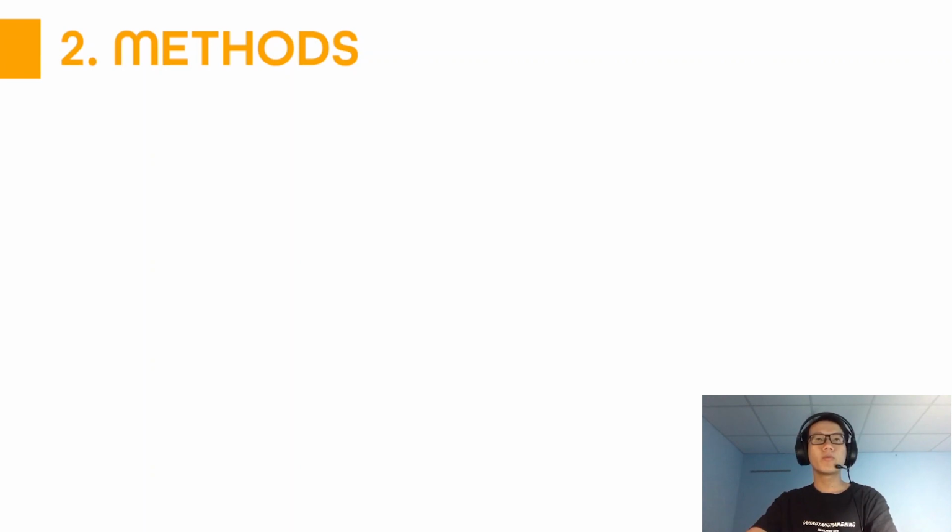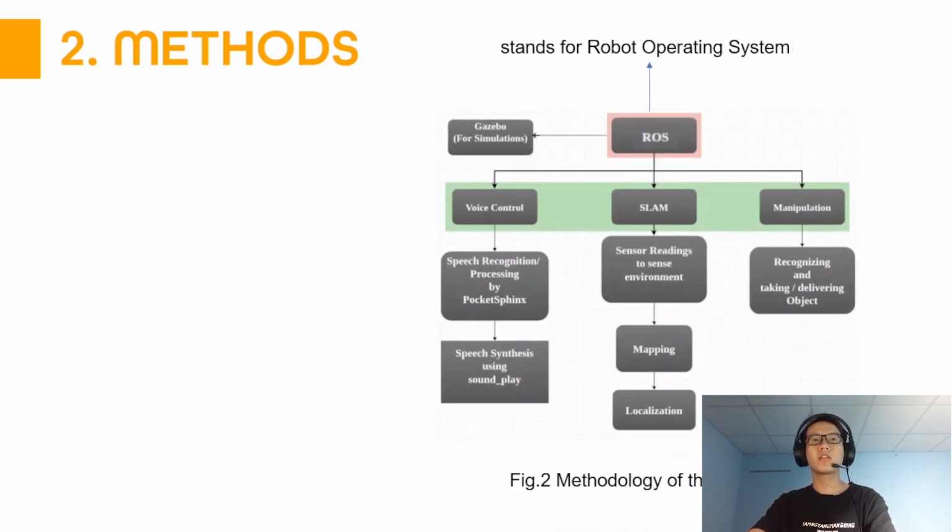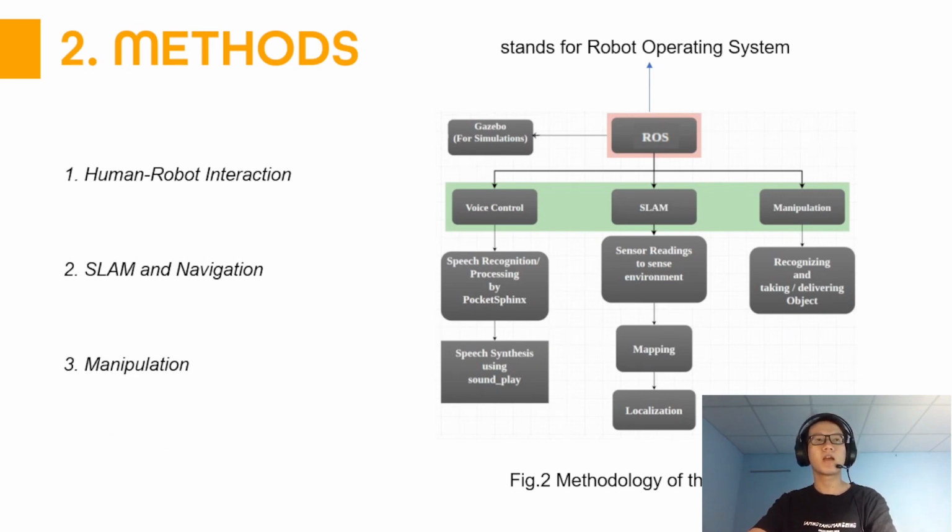Okay, next, we move on to the methods section. First, in order for a robot to operate, we have to build a robot operating system, including 3 main modules. Number 1, human-robot interaction. Number 2, SLAM and navigation. And number 3, manipulation. For robots to interact with humans, they must interact the same way humans do.